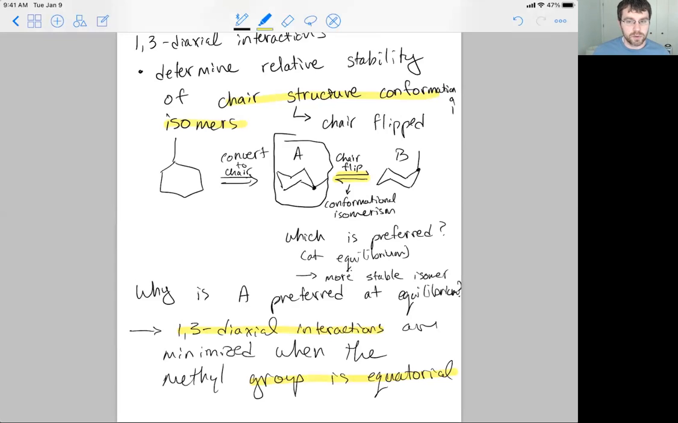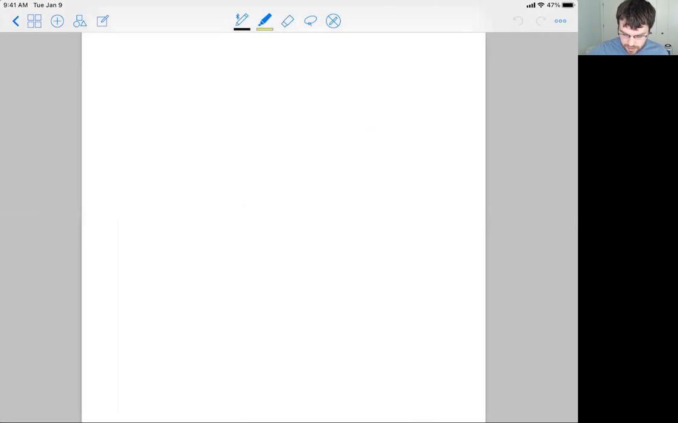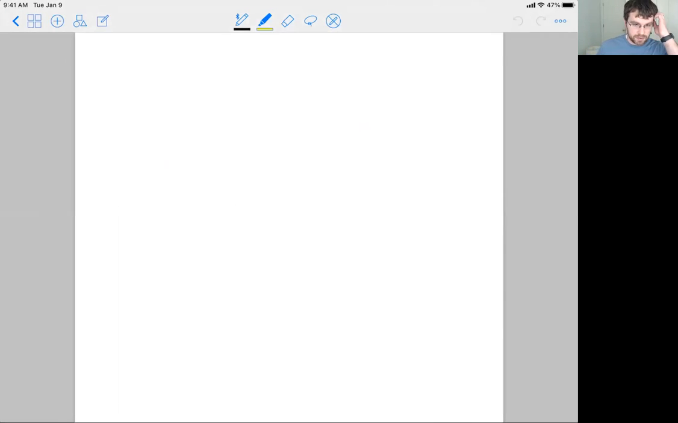Now I realize I haven't told you what 1,3 diaxial interactions are, and I will show that on the next slide, but really all you need to know is that groups prefer to be equatorial. And if you know that, you should be able to solve any question where I pose two structures, conformational isomers or chair-flipped versions of each other, and ask which is more stable. The group being equatorial allows the molecule to be more stable.